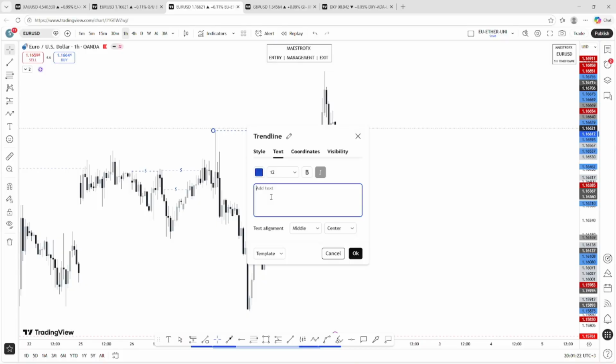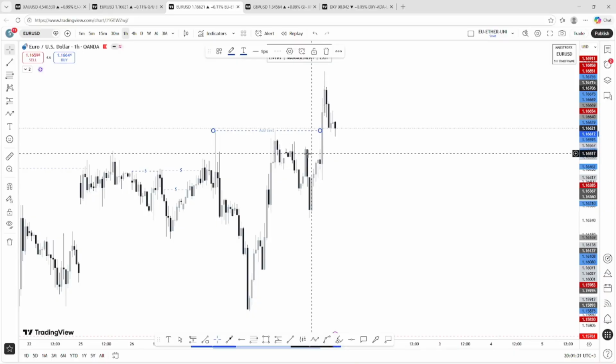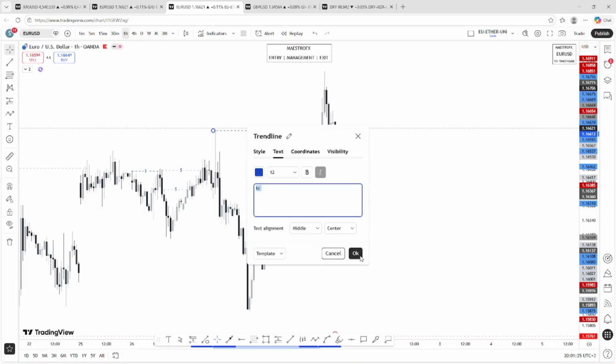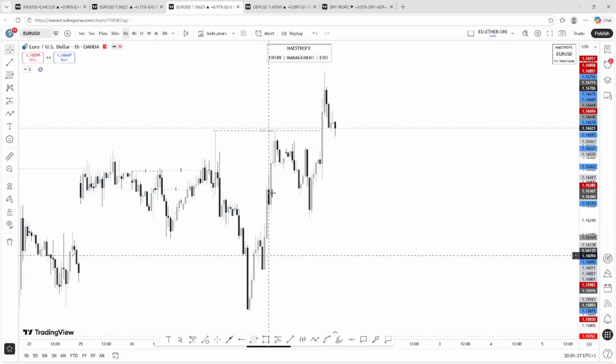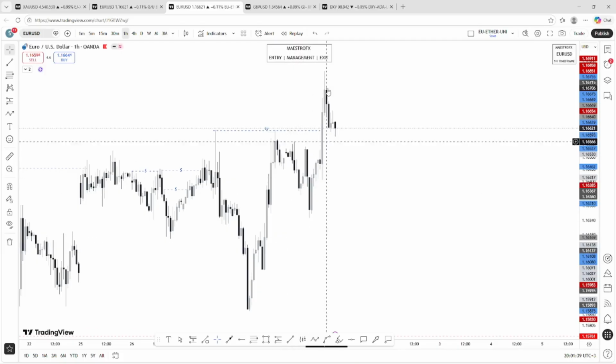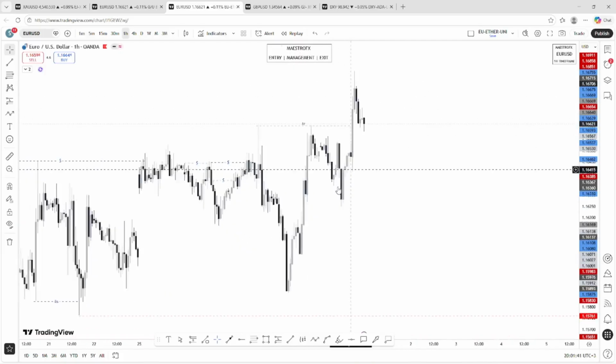Let's label this. You can see that is CHoCH, change of structure or change of character. This whole leg, I take this as change of character.